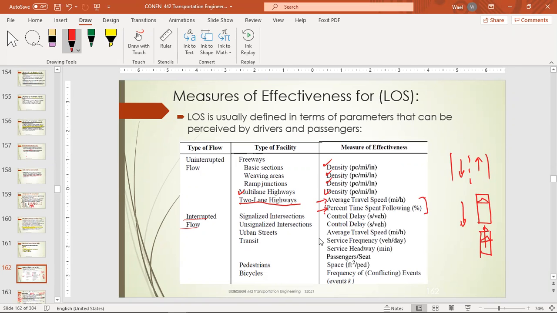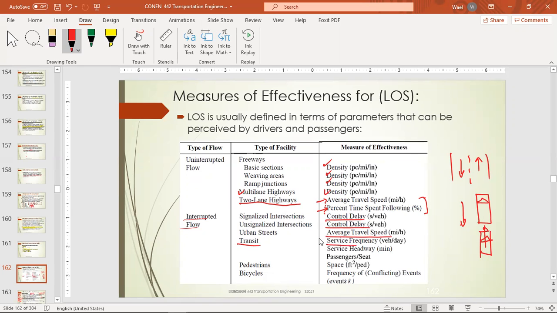For interrupted flow, signalized intersection. For signalized intersection, it's delay that determines the level of service. For unsignalized intersection, that means intersection is controlled with a stop sign, also, again, the waiting time or the delay. For urban street, the average travel speed. Okay. For mass transit, we mean buses and stuff like that.